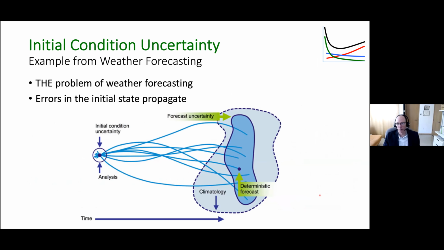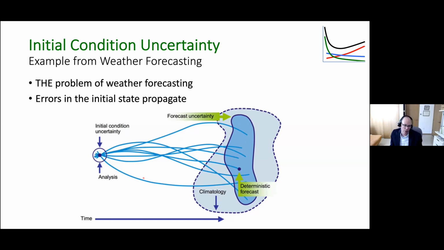The problem in weather forecasting, as I've told you, is initial condition uncertainty. And the way you get around that, not knowing exactly what the current state of the atmosphere is, is you run the model multiple times with slightly different initial conditions. The errors in the initial condition propagate forward with physical laws. So if you don't know exactly the state of the world now, you won't know the state of the world in the future, and the spread will increase.